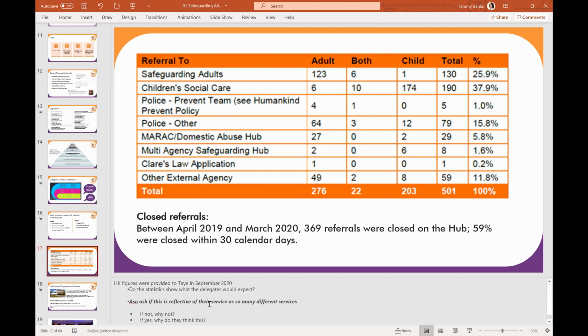For this one, I'd also be asking if this is reflective of their service, as there are so many different services. So I'd be talking through that, and I'd also be asking if they know what it means. Do they know what a referral to Safeguard an Adult means? Do they know what a referral to Prevent team means? Do they know what a Clare's Law application means? Because some of them really might not. Yeah, especially as there's only one referral for Clare's Law. Exactly. And when you're saying, are these what you expect? If not, why not? If yes, why do you think? You can pull out Clare's Law and say, do you think it might be because people don't know what Clare's Law is? Does everybody here know what it is?